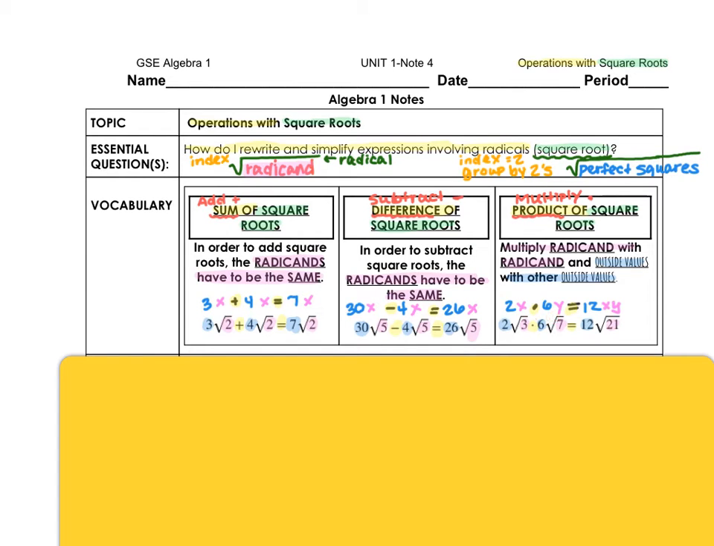I would still be able to put them together by taking the numbers that are in front of the variables and multiplying them to get 12, and then just combining the variables together to get xy. So that is very similar to how we treat multiplication when we're dealing with radicals.